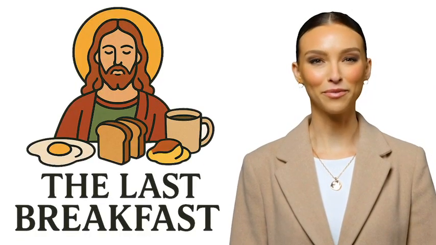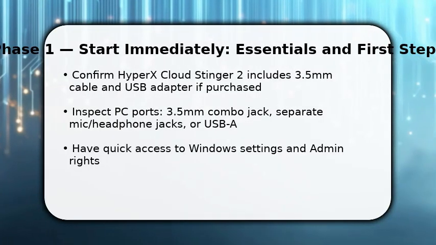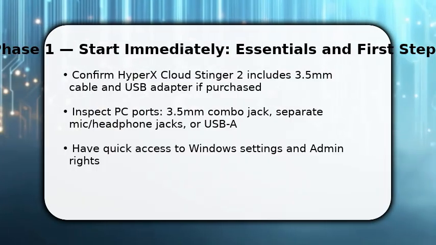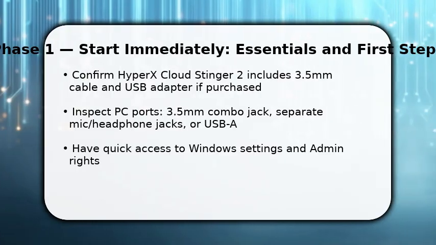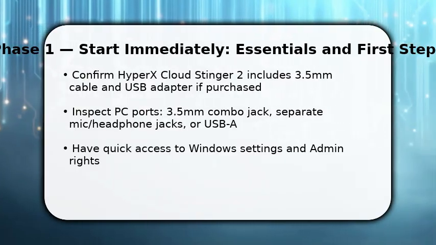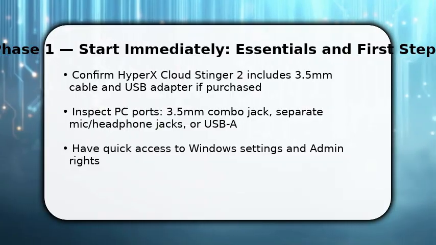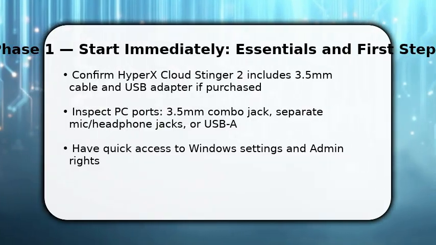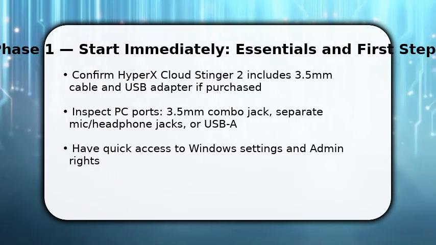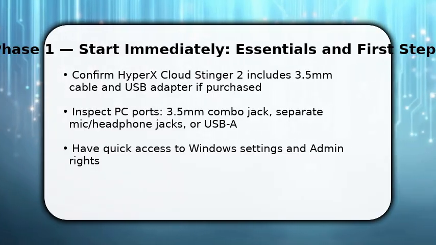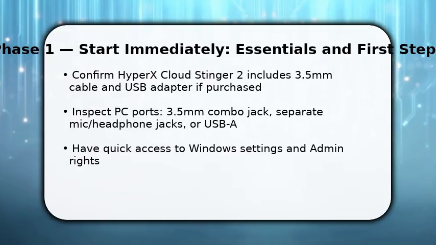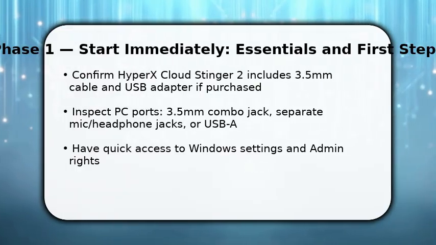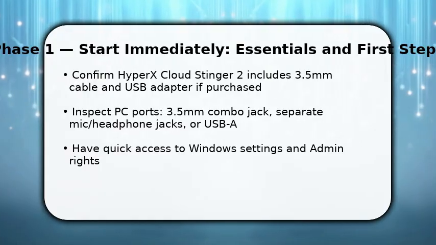You start by verifying what you have and why it matters. Plug the 3.5mm into the headset first, then choose the PC port type: combo jack, separate jacks, or USB. Once done, lean in. If you have a USB adapter, plug it in now. If not, plan to use the headphone and mic jacks. Make sure Windows is unlocked and you can open sound settings. This speeds troubleshooting and prevents device conflicts before you proceed.